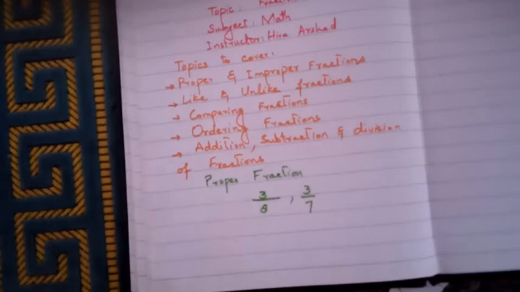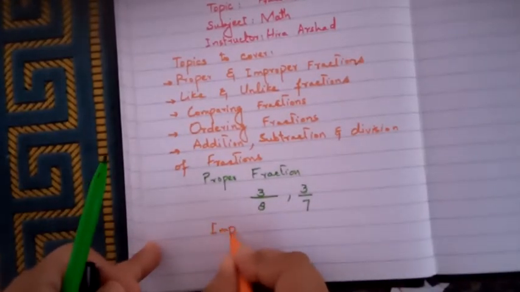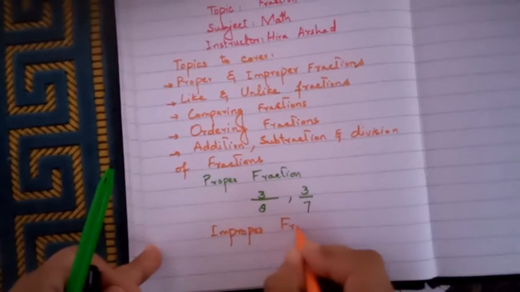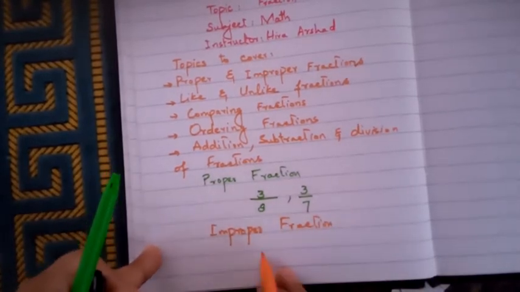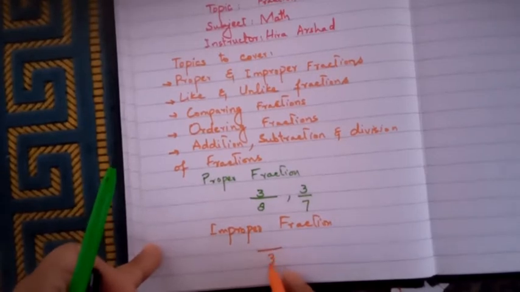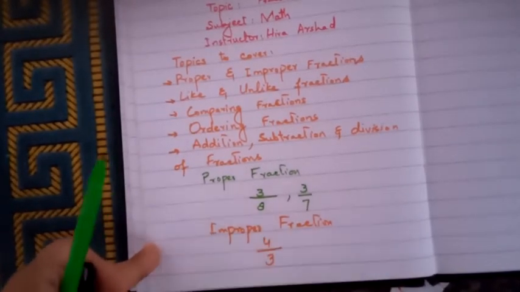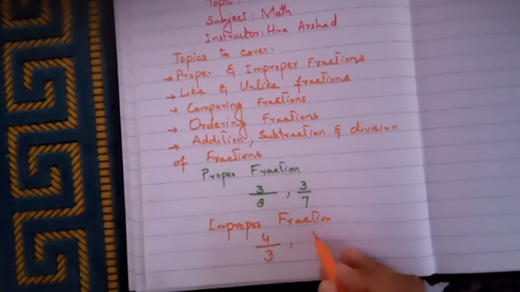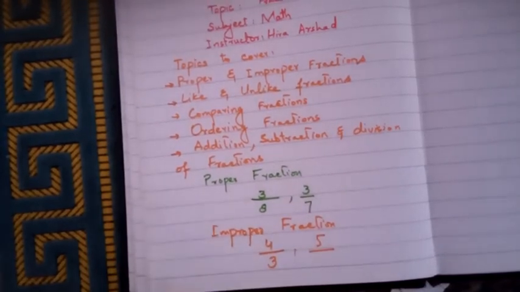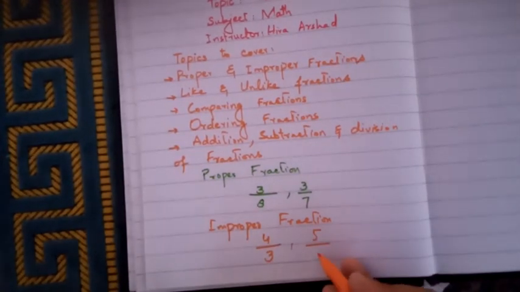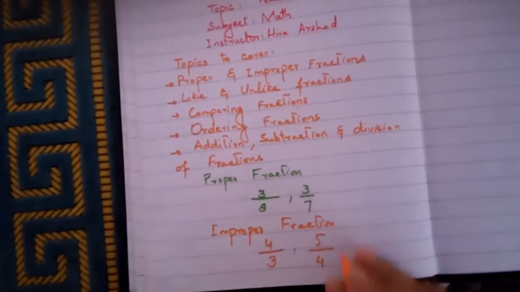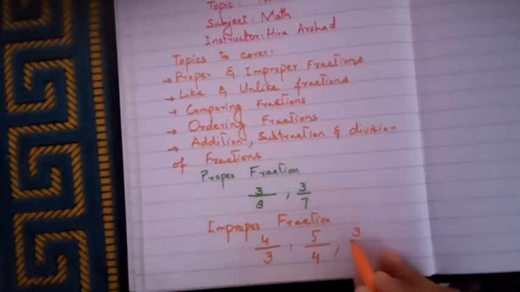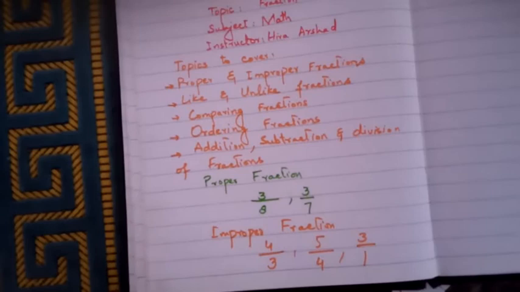Improper fraction. If the denominator is less than the numerator, then the fraction will be said to be an improper fraction. Or you can say that if the numerator is greater than the denominator, the fraction will be an improper fraction. You can say that 3 by 1 is an improper fraction.